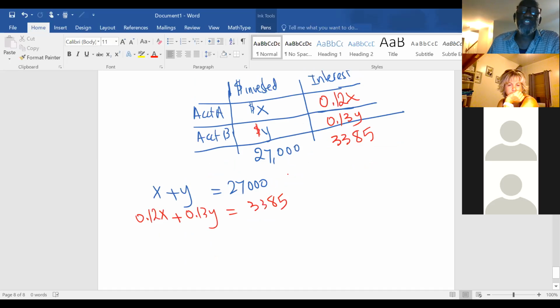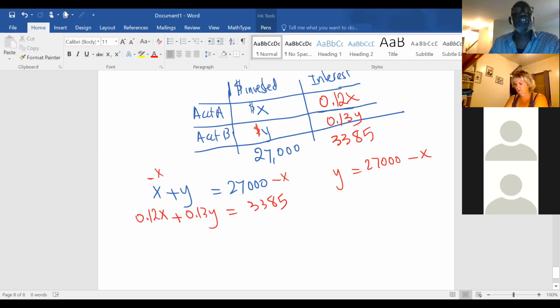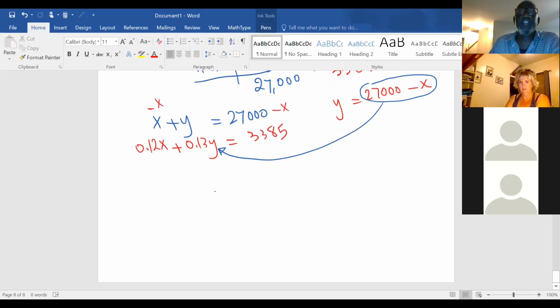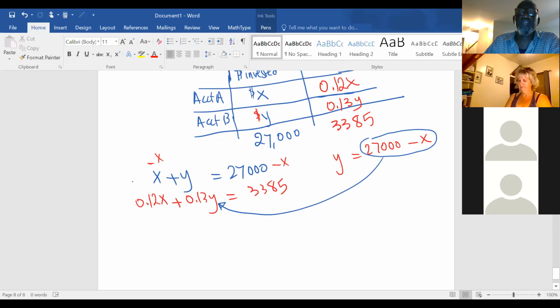Now let's do the substitution method. If you subtract x, we get y equal to 27,000 minus x. We're going to plug it in here. I have y by itself, and now I'm going to substitute and solve for x. When we substitute, it's 0.12x plus 0.13 times (27,000 minus x) equals 3385.